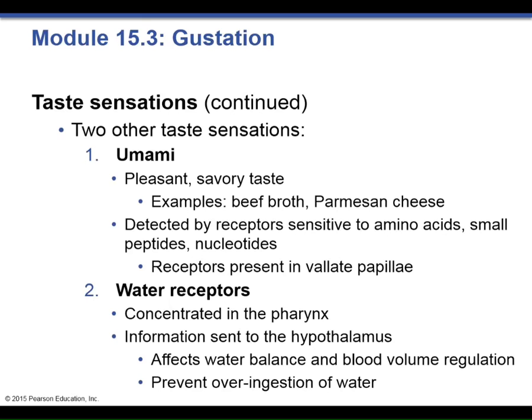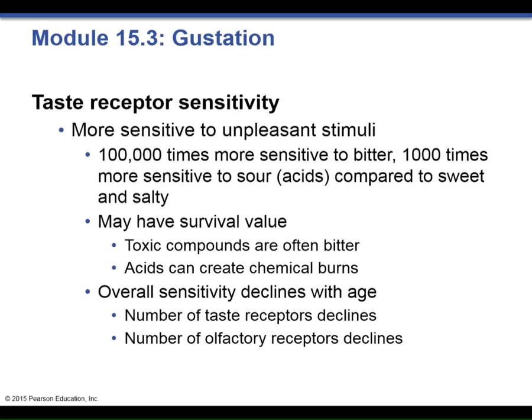So we've got umami, sensing pleasant or savory, or really it's picking up protein. And then you've got the water receptors that are sending information to the hypothalamus and are going to help inform your body about your water intake.